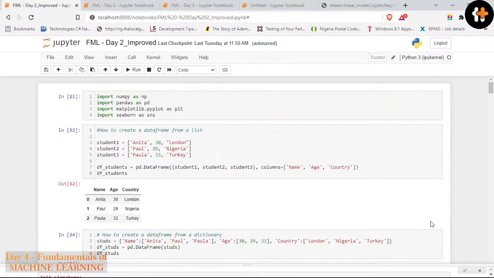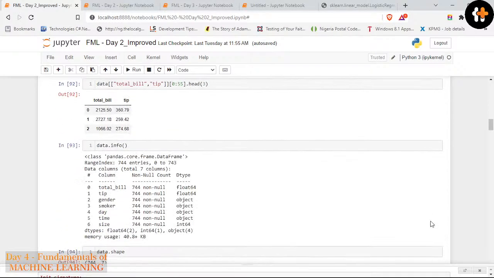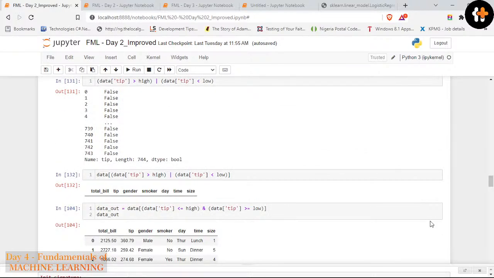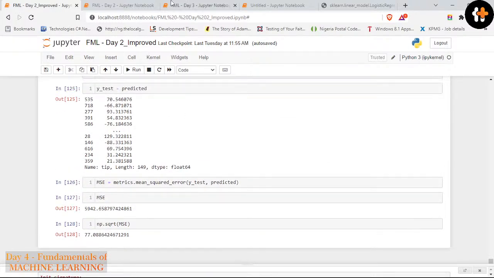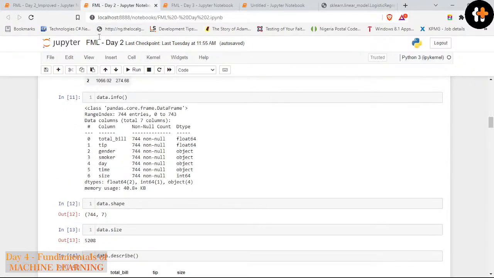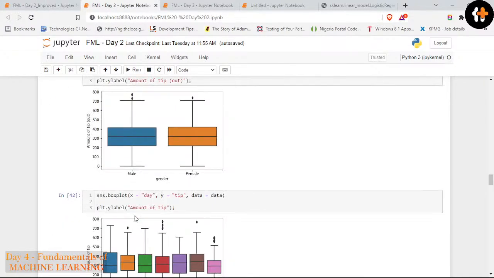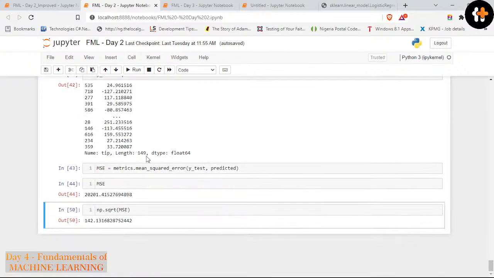After improving on the model by taking away the outliers, we built the regression model, and because of time, I'll just be fast. I'll take you down to the last set of the two. We find out that the mean square error is 5,942. That is the value. But in our day two model that was built with outliers, the mean square error actually gave us 20,201. So you see the difference.